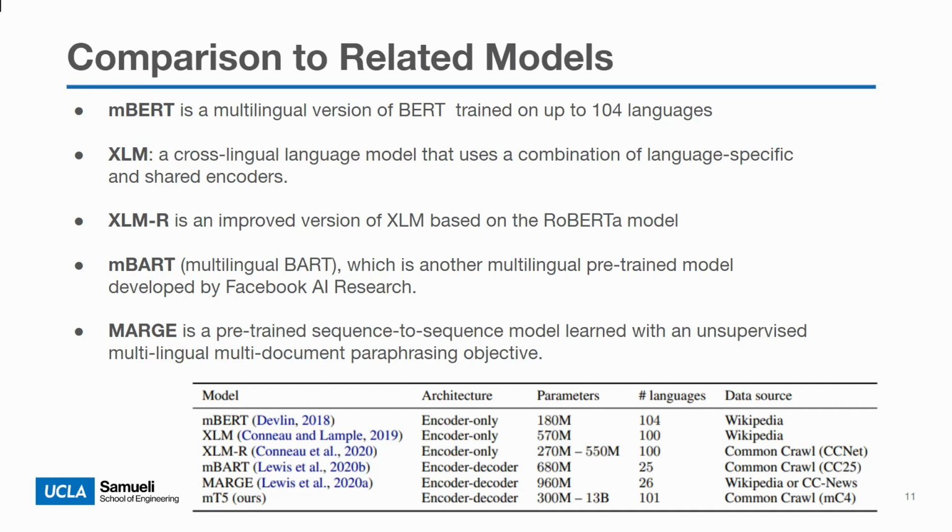Second is XLM, a cross-lingual language model that uses a combination of language-specific and shared encoders. It is also based on BERT but applies improved methods for pre-training multilingual language models, including explicitly cross-lingual pre-training objectives. Many pre-trained versions of XLM have been released. The most massively multilingual variant was trained on 100 languages from Wikipedia. Another XLM variant is XLM-R, which is an improved version of XLM based on the RoBERTa model.